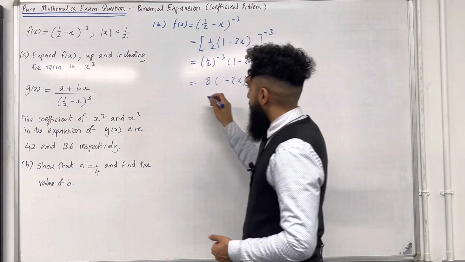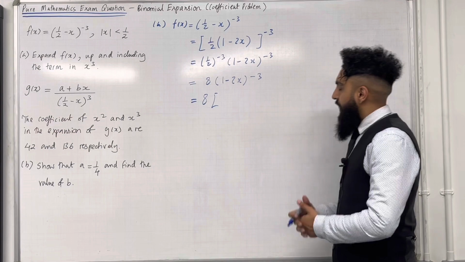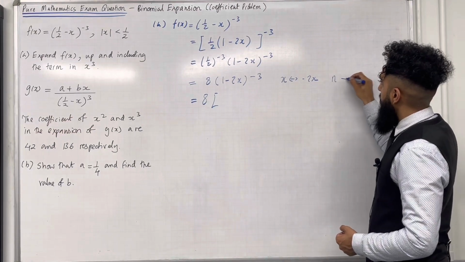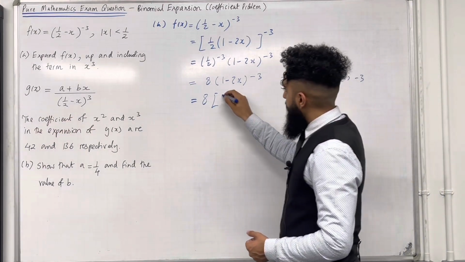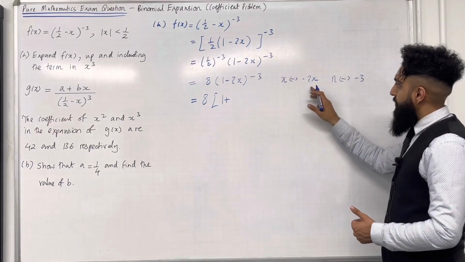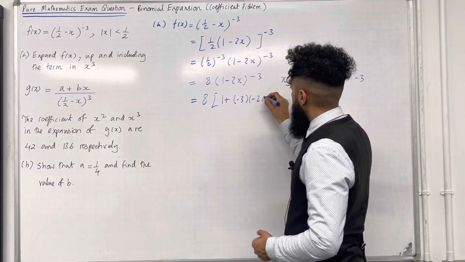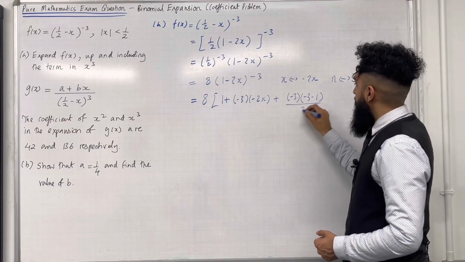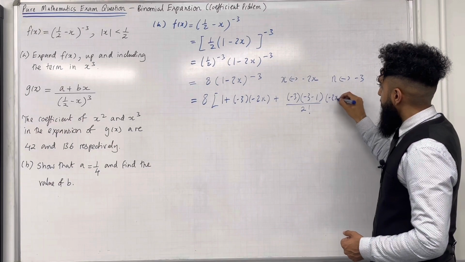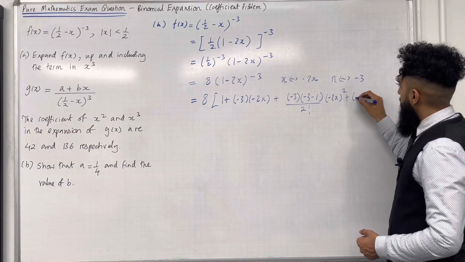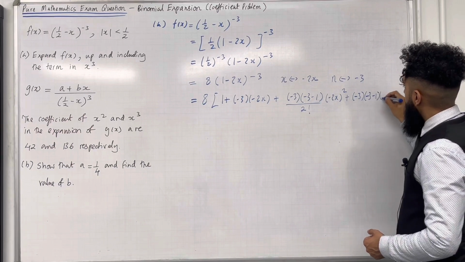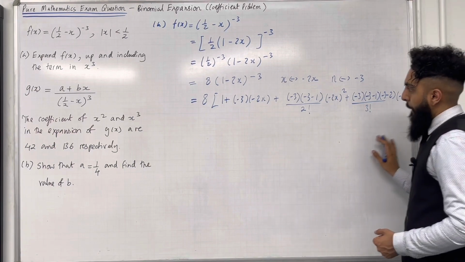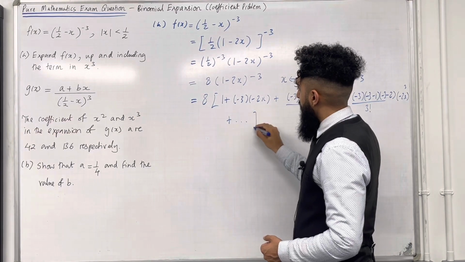So I'm going to carry out the expansion. I've got 8 open square bracket. In the binomial expansion formula, I'm going to replace the x with minus 2x, and replace the n with minus 3. So I've got 1 plus nx, so minus 3 times minus 2x, plus n(n minus 1), so minus 3 times minus 3 minus 1, over 2 factorial, times (minus 2x) to the power 2, plus minus 3 times (minus 3 minus 1) times (minus 3 minus 2), over 3 factorial, times (minus 2x) to the power 3, plus dot dot dot, close square bracket.